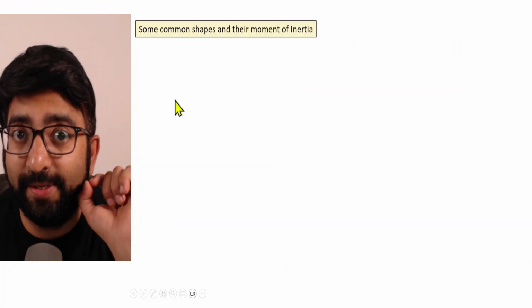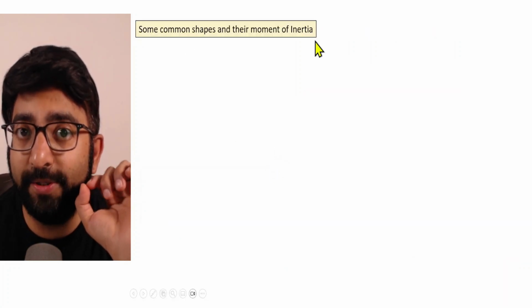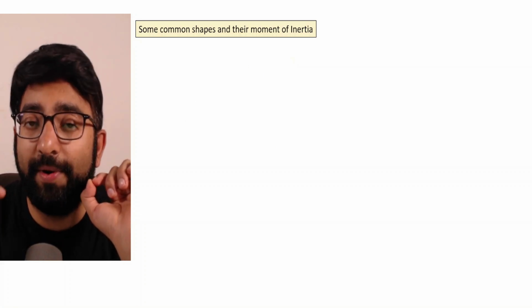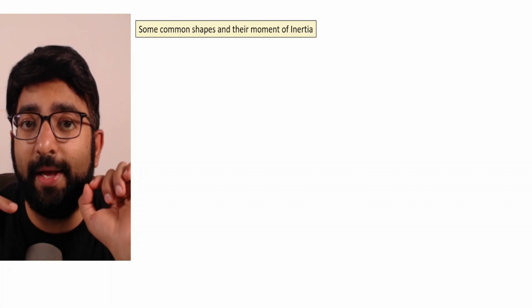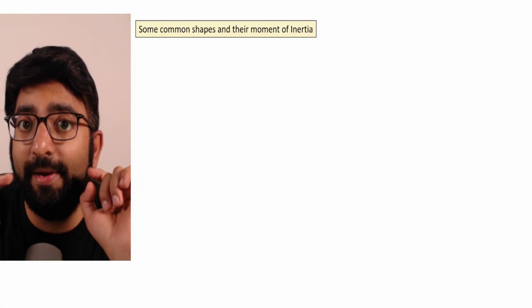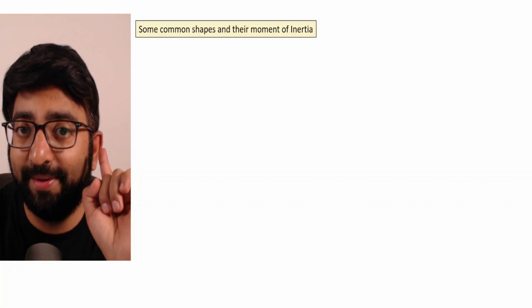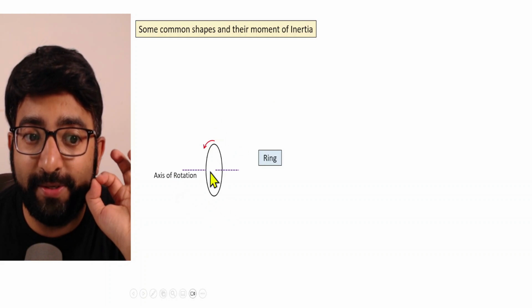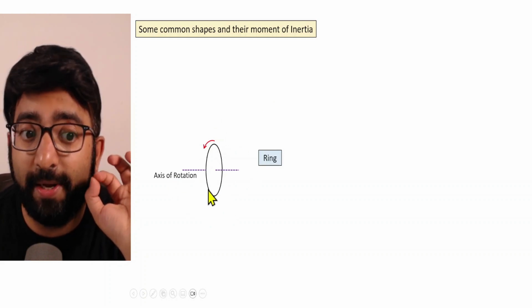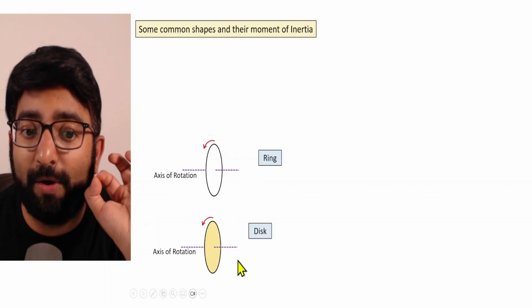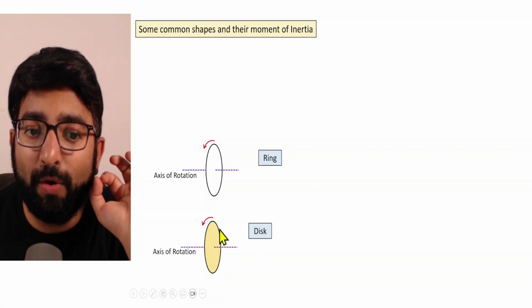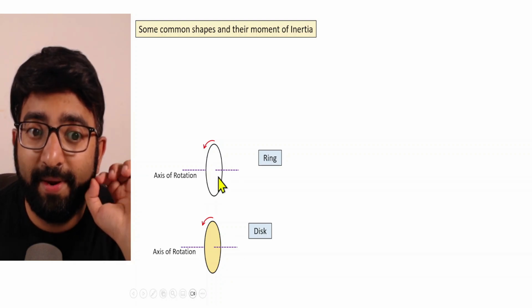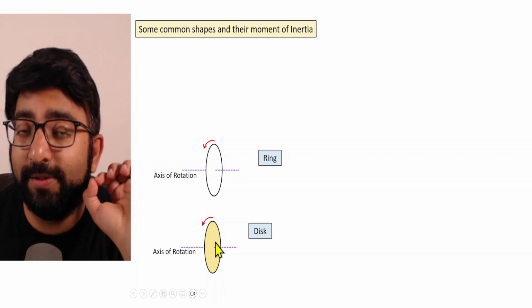Moving on, now let us discuss some common shapes and their moment of inertia. We have just discussed what moment of inertia is. It is a measure of rotational inertia. If an object has a large moment of inertia, then it is difficult for the object to rotate. And now let me show you two figures. Have a look. We have a ring with axis of rotation as shown. So the ring is rotating about this axis, and then another object which is the disk. The disk also has a similar axis of rotation. It is passing through the center. Ring is a hollow object and disk is a solid object.